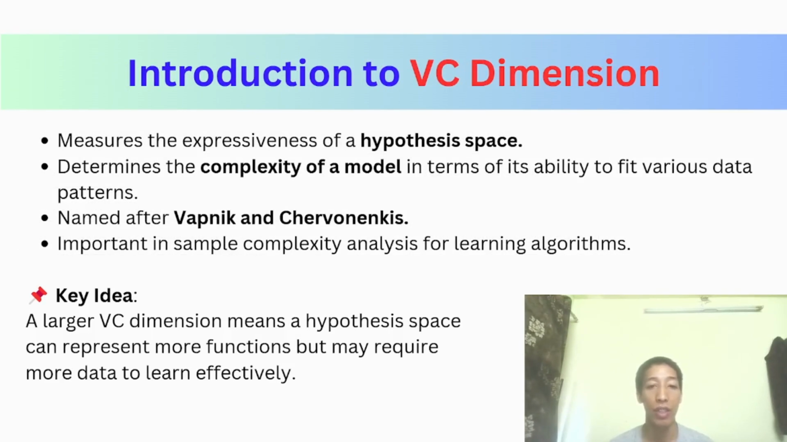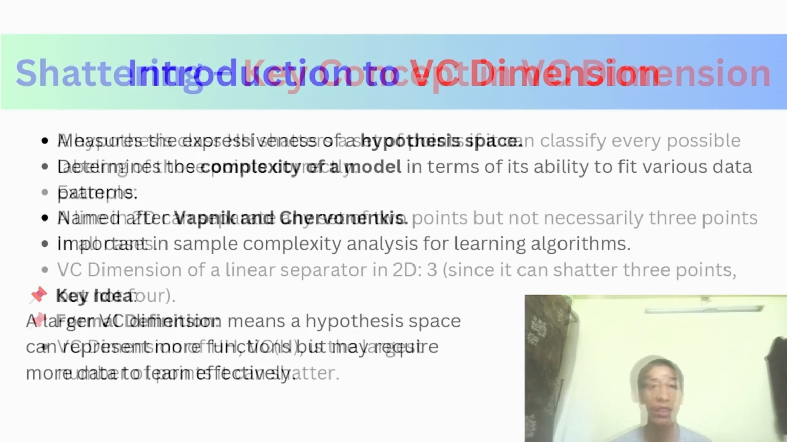Introduction to VC dimension. Now let's shift our focus to an important theoretical concept in learning theory, the VC dimension, or Vapnik-Chervonenkis dimension. The VC dimension measures the expressiveness of a hypothesis space by determining its ability to fit various data patterns. This concept is crucial because it helps us analyze the sample complexity of learning algorithms and understand the trade-offs between model complexity and generalization.